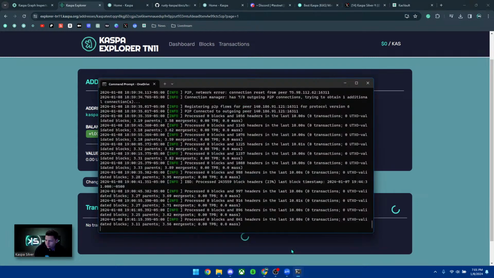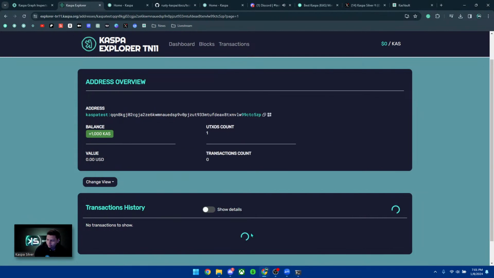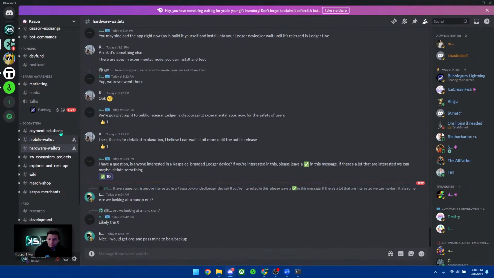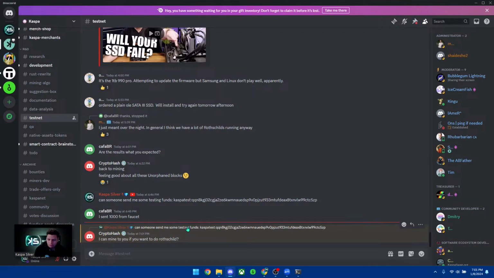Where am I at with this node? We're at 23%. At this rate, I feel like this won't be done for another hour. I have a feeling. We'll see. Who sent me something? Testnet. I can mine to you if you want to do Rothschild. I'm still waiting for my node.